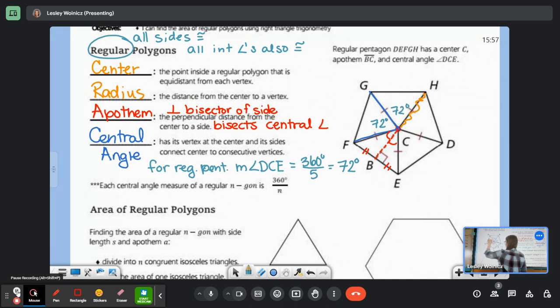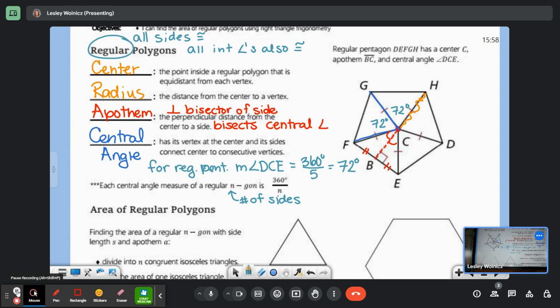So each of these is 72 around the whole thing. They're all congruent. I'm not going to write 72 5 times. That seems a little excessive. Questions so far? Now, the formula for any regular polygon is that you take 360 and divide it by the number of sides. So n is going to be our number of sides, which kind of makes sense because number starts with n.